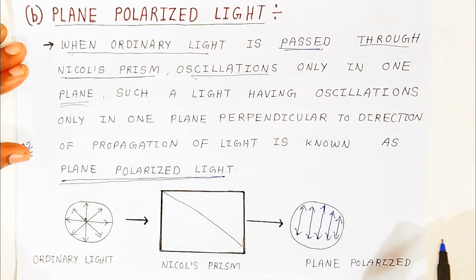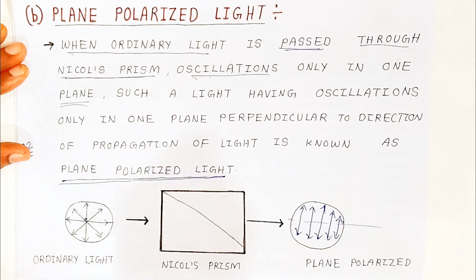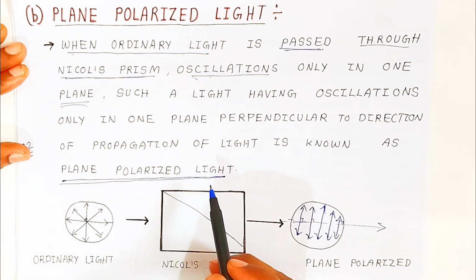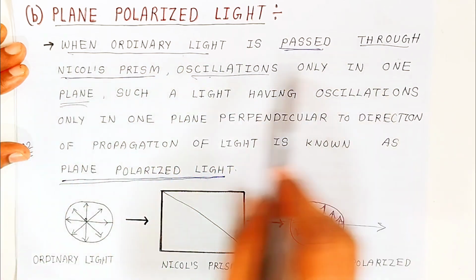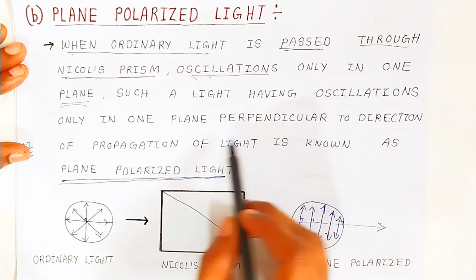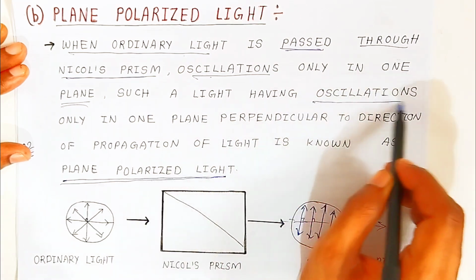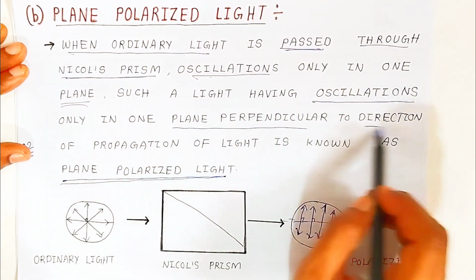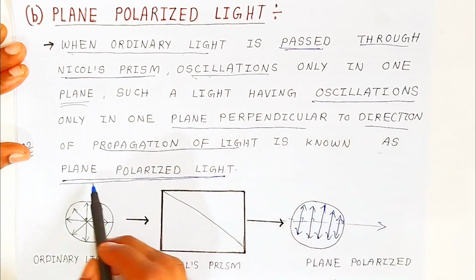If the light is propagating in these directions, students, they are perpendicular to each other. Understanding, students? This is the direction of propagation of light and they are perpendicular to it. So this light is known as plane polarized light. When ordinary light is passed through a Nicol prism, it will oscillate in only one direction, and the oscillation is perpendicular to the direction of propagation of light. This is known as plane polarized light.